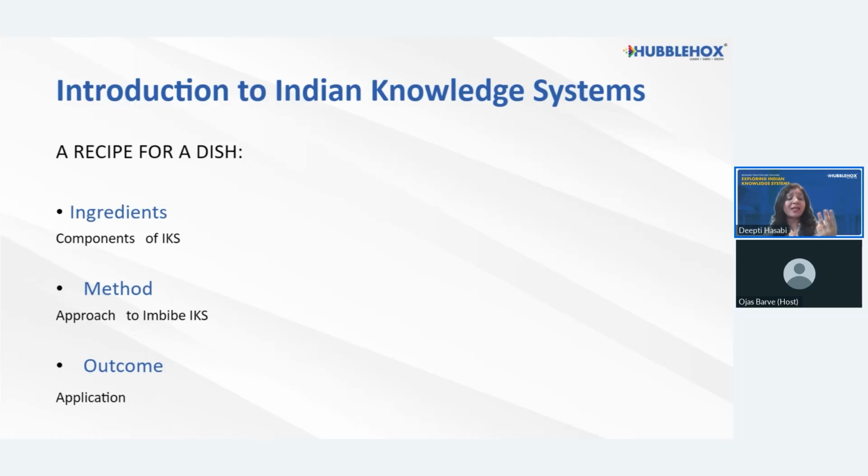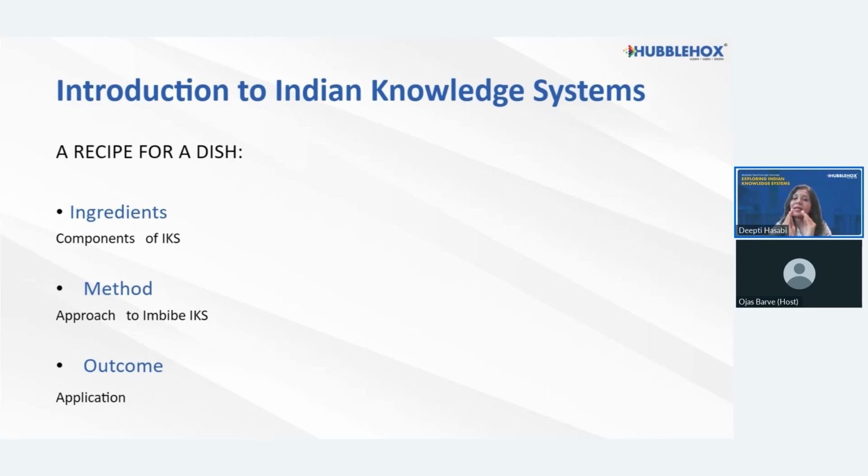And the third thing is, finally, when I have made this dish, how should the final outcome look? Should it look like a flat bread, like a chapati? Should it look like a chutney? Should it look like a pizza? Should it look like a curry? Should it be dry? Should it be crispy? All of that, the final outcome. So if I know these three components, then I can create a dish.